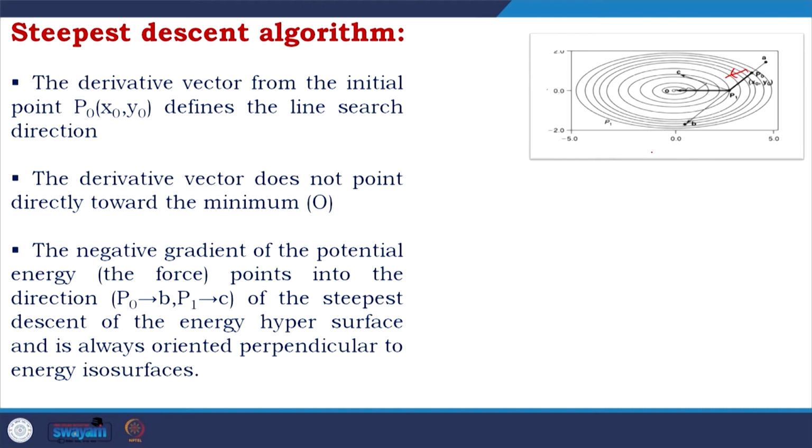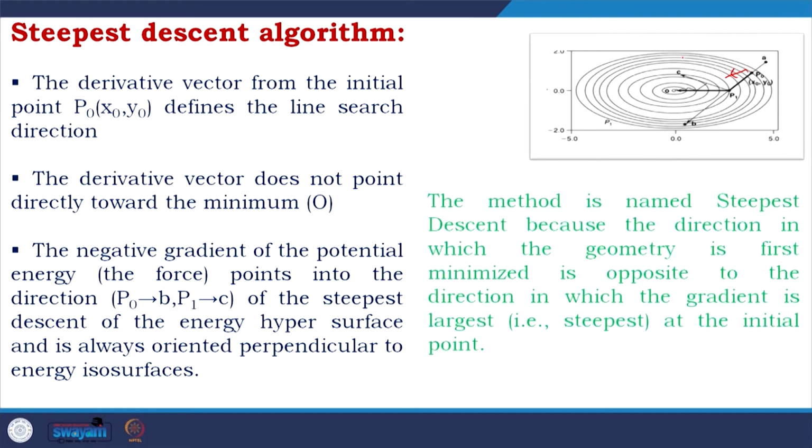The negative gradient of the potential energy, the force, points into the direction P0 to B, and then it reaches P1 by going in the direction of B, and then goes to C, which is perpendicular. So, the negative gradient of the potential energy points into the direction P0 to B, then P1 to C, of the steepest descent of the energy hypersurface, and is always oriented perpendicular to the energy isosurface. So, it comes in one direction, then goes perpendicular, then comes in another direction, goes perpendicular.